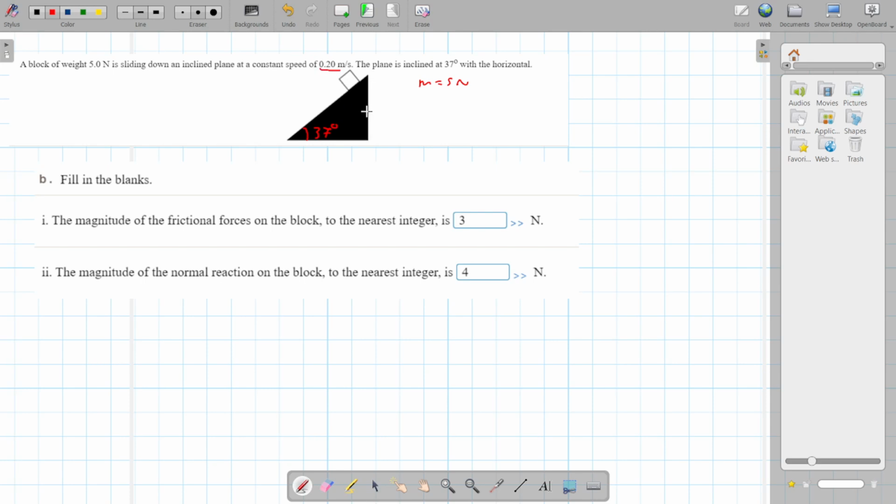The speed is irrelevant, honestly. You don't really need it. The magnitude of the friction force on the block to the nearest integer is something newtons. And then you want force F equals ma. This is what you think you're going to do, because they gave me velocity. No. In short, no.